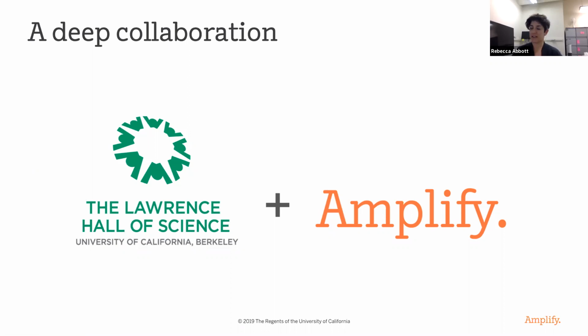So I work here at the Lawrence Hall of Science. My role is as professional learning lead. And we've been in deep collaboration since the beginning of this project with Amplify to publish and bring the program to all of the schools. So while I'll be using examples from Amplify Science, the goal of this session is to really illustrate what a phenomenon-based approach to teaching and learning looks like, not necessarily to focus on the curriculum itself.